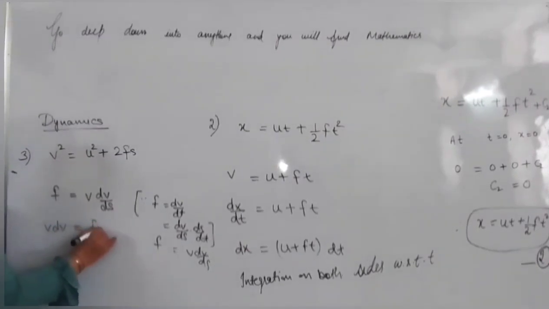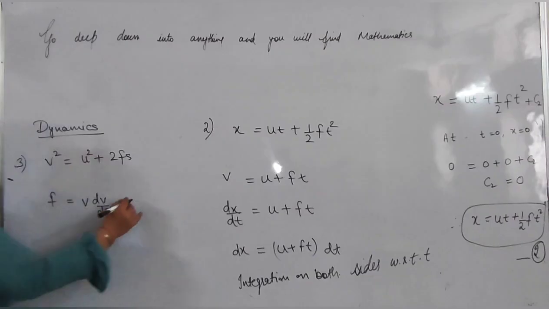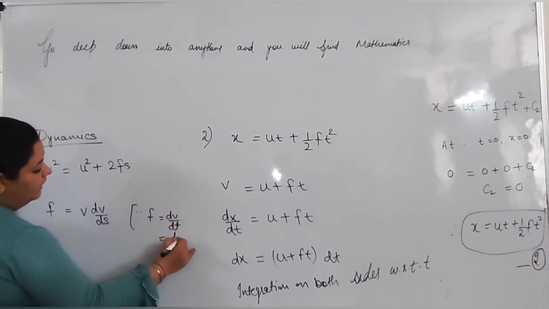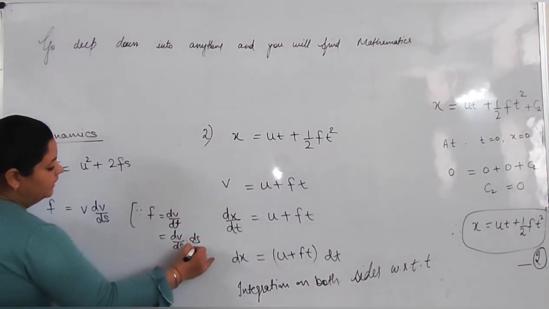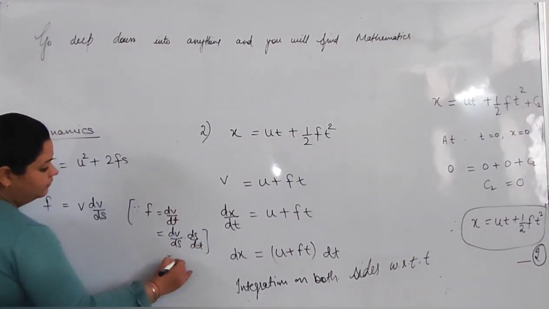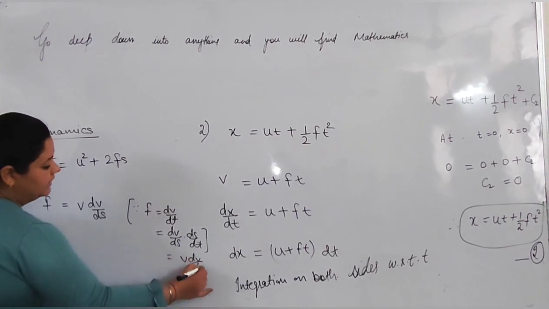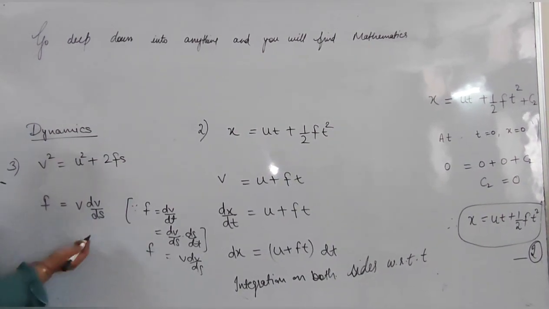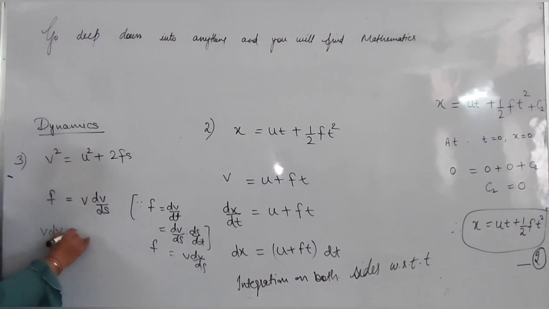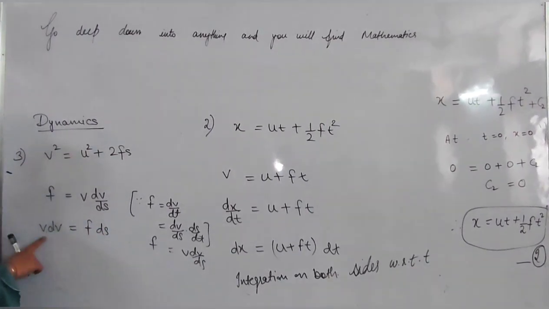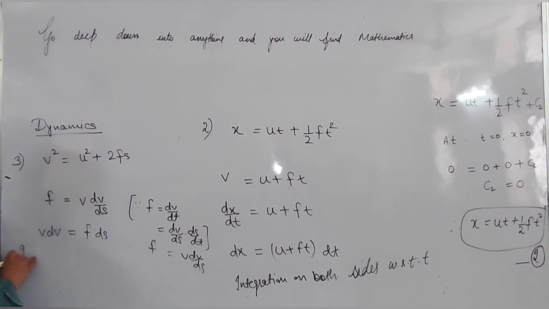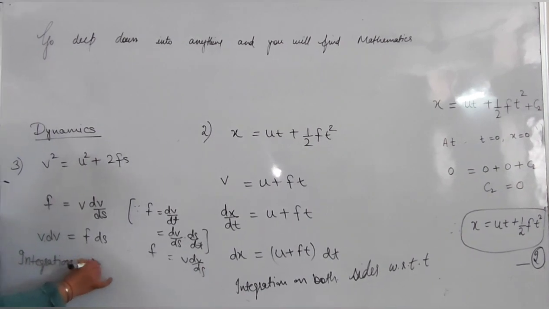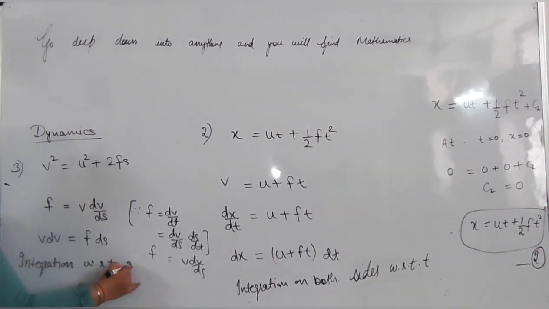Now we have f is equal to v dv upon ds, which can be written after cross multiplying like this. Now again we have a derivative in the equation. For that we will take integration, and the integration will be taken with respect to s.